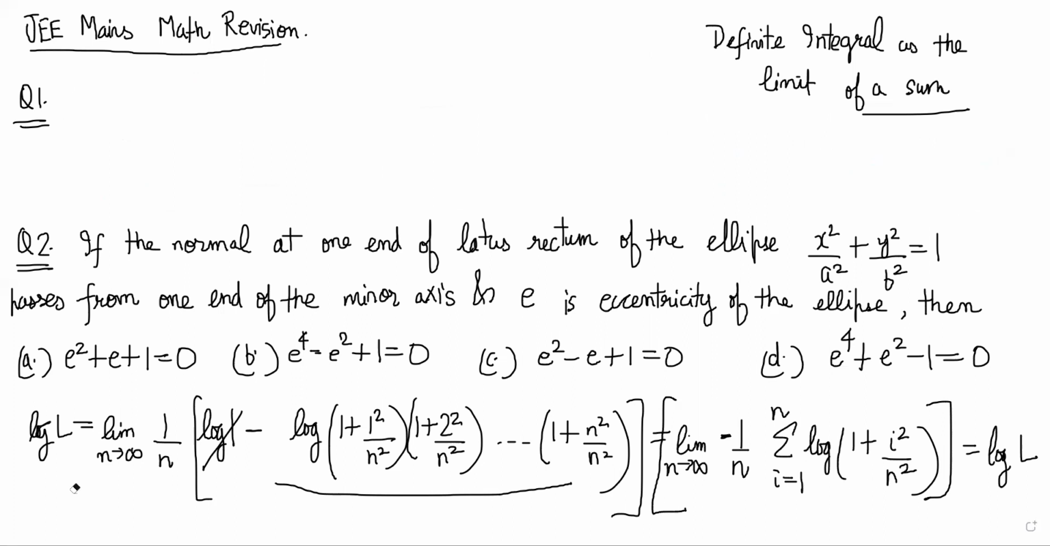In that, what are the rules? What becomes what? 1 by n stands for dx. i by n stands for x. Summation becomes an integral, and limits of the integral are limiting values of i by n.